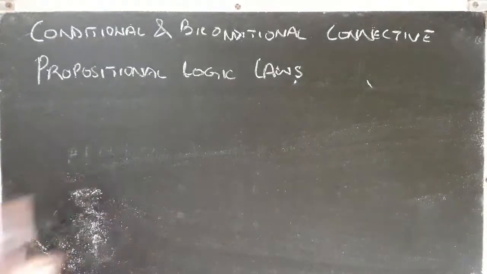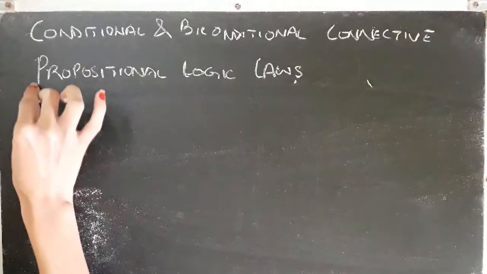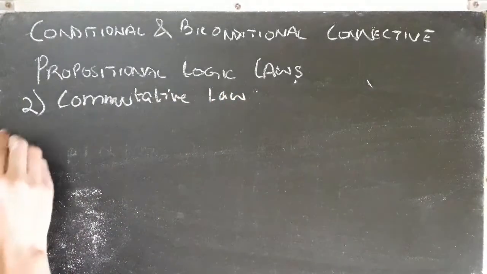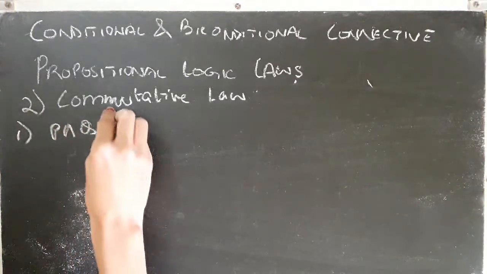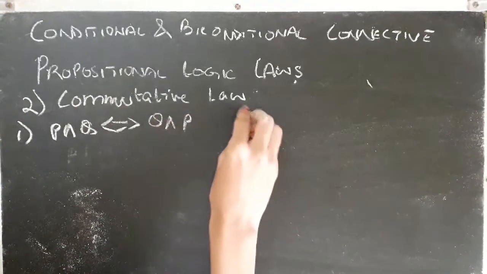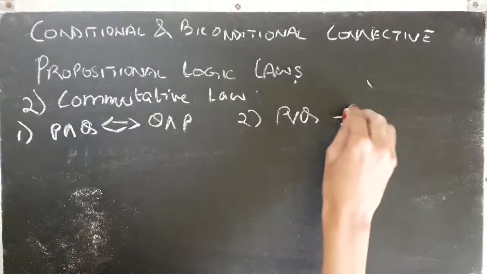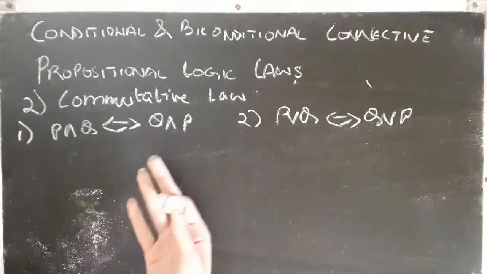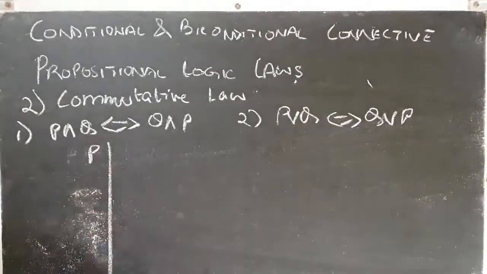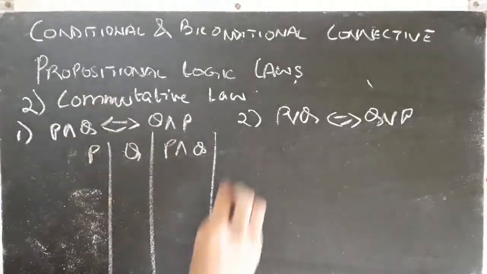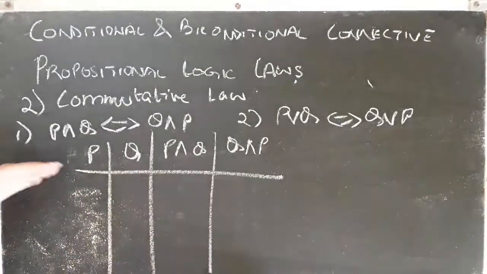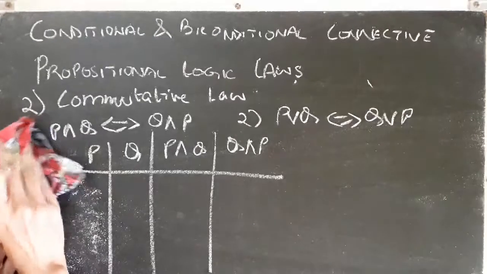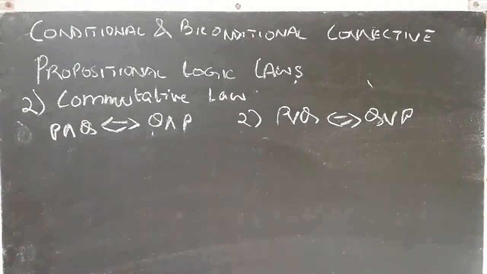Now we move to our second law, which is the commutative law. It is also of two types. The first one being P and Q is logically equivalent to Q and P. And the second one being P or Q is logically equivalent to Q or P. This is quite a lot of common sense here, but we can still prove it with the help of a truth table. P, Q, P and Q, Q and P. This is quite an easy truth table, and I'd like to leave it for the viewers. So this is basically the commutative law that we just did, which can also be proved quite easily with the help of a truth table.